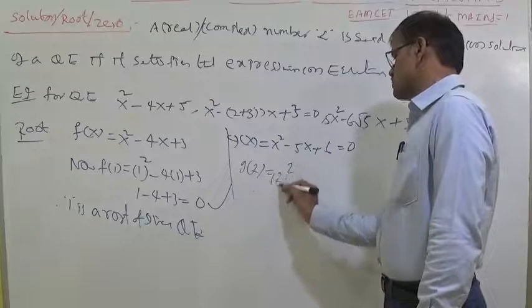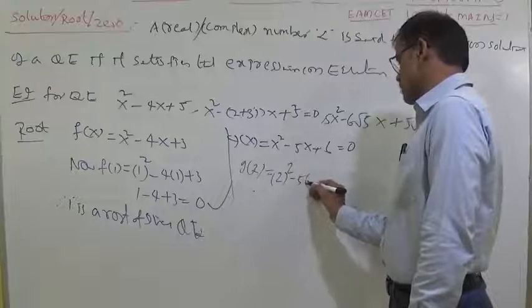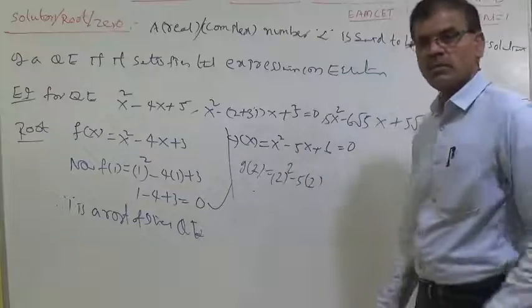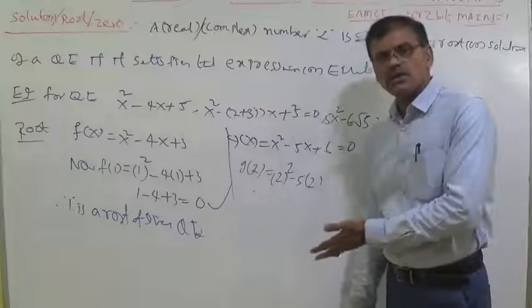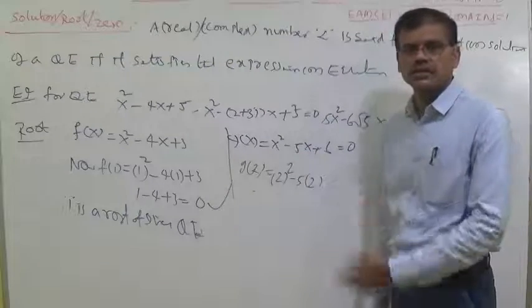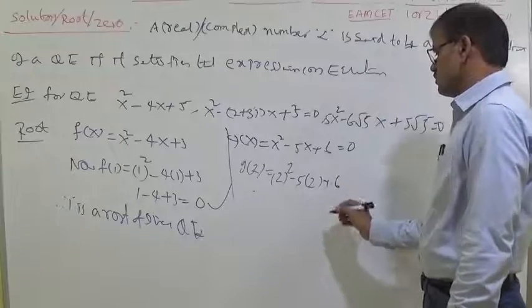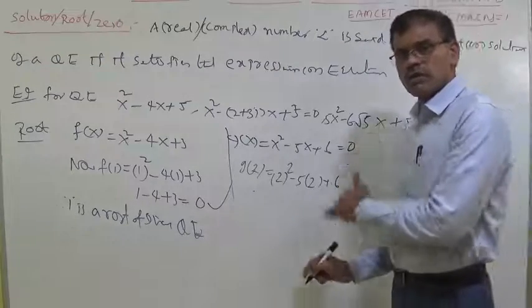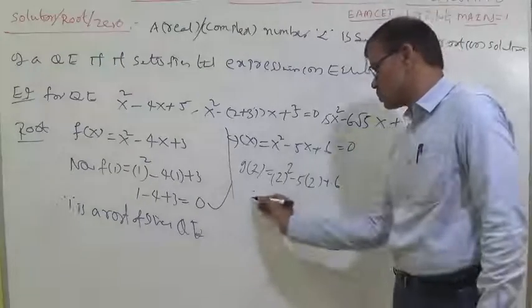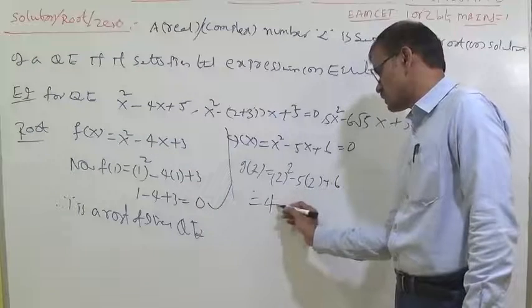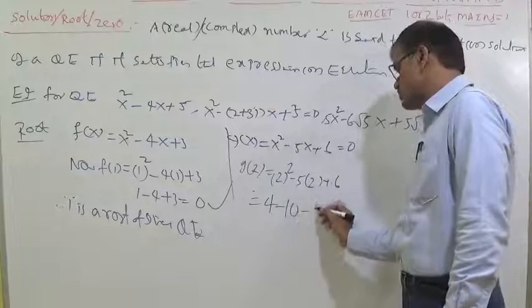This is called verification by the trial and error method. I am trying whether it is right or whether it is an error. The method is called the trial and error method. Don't write 0 here. Now we should get the value, whether it is 0 or not. If it is 0, it is satisfying, otherwise it is not satisfying. You can write now 4 minus 10 plus 6.